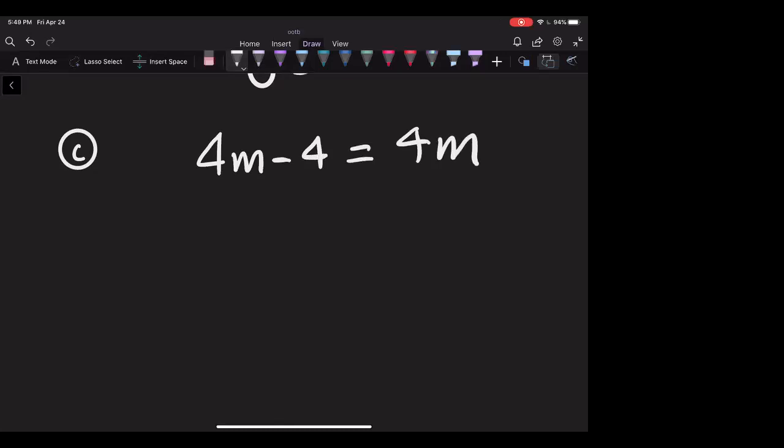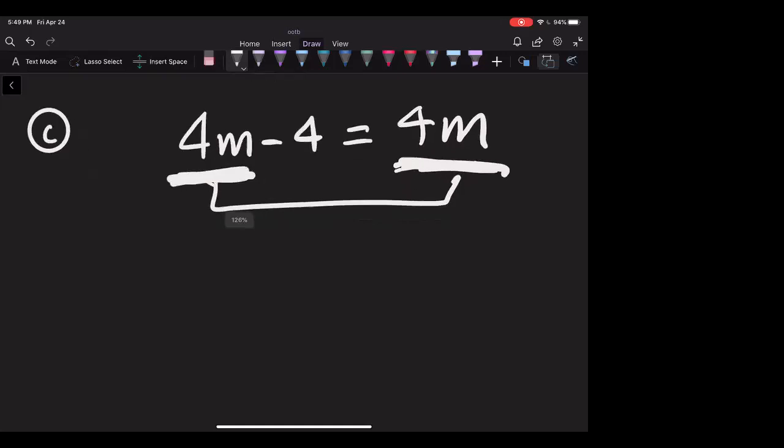Remember step number 1, get your letters on the same side. So we have one letter here, right? So what we're gonna do is subtract. So we have one M, we have 4 M's here, 4 M's here. We want to get them to the same side. 4 divided by 4 equals 1.